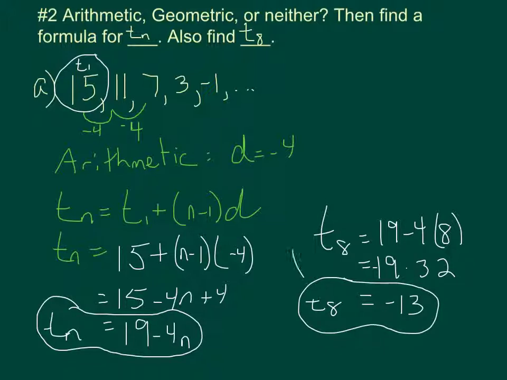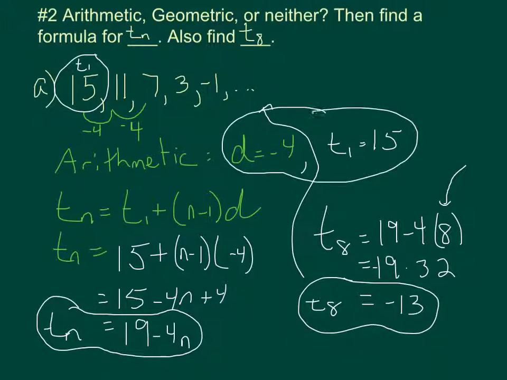Now, I suppose you could have figured that out by just simply subtracting 4, subtracting 4, subtracting 4, subtracting 4. But what if I'd asked you to find T800? Well, you'd be here for a long time. Why not just make your life easier and use the formula that you just generated? Up here, I probably should have put T1 as 15 because those are the two pieces of information I needed to find a formula for Tn.